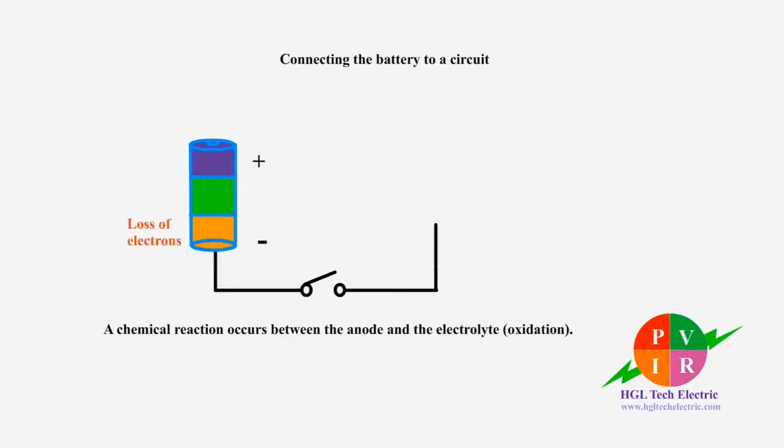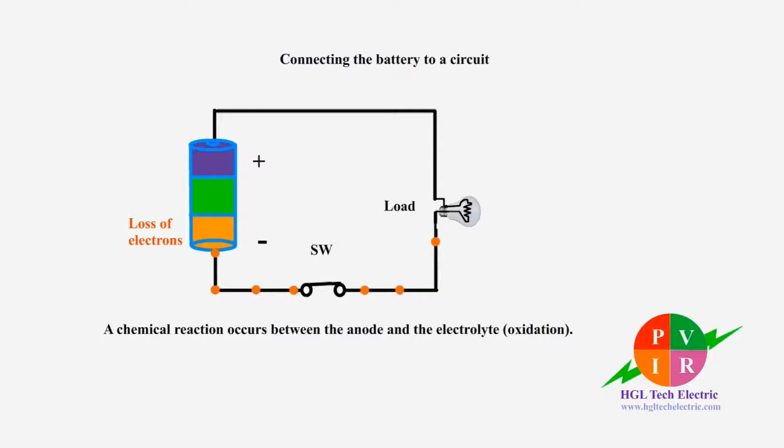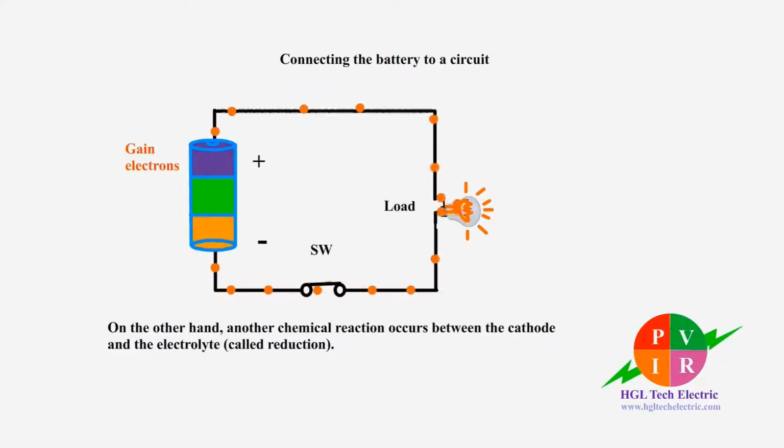A chemical reaction occurs between the anode and the electrolyte called oxidation. In this process, the anode loses electrons. On the other hand, another chemical reaction occurs between the cathode and the electrolyte called reduction. In this process, the cathode requires additional electrons.